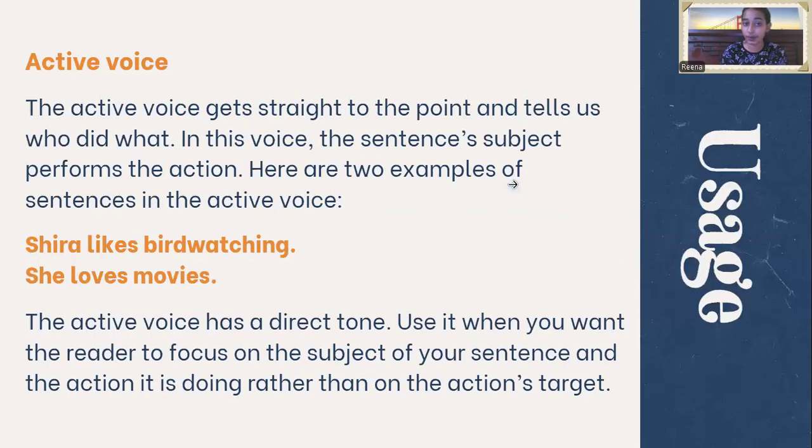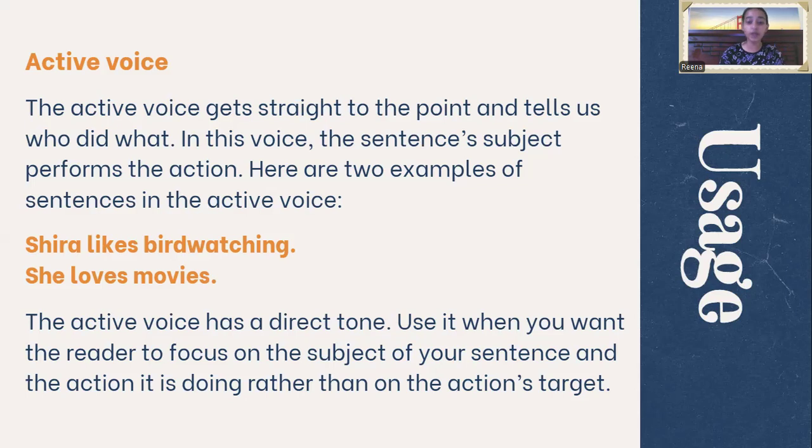Next is the active voice. This is a quite straightforward voice, because here the subject is performing the action. So Shira likes bird watching. She loves movies. So here the subject is mainly positioned at the start of the sentence, which shows that it is the active voice. But don't get confused if someone has positioned it in the middle, because that sometimes would be correct too, and that doesn't change it from active to passive.